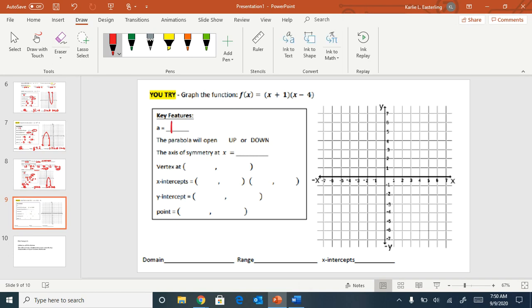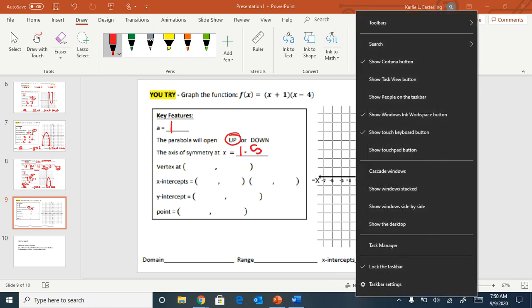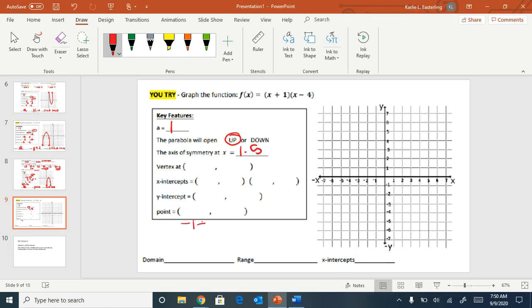All right. So we have that our a here is 1. They're probably going to open up because that's a positive number. You should have gotten that your axis of symmetry would be 1.5 because we're doing negative 1 plus 4 divided by 2. That'll give you 3/2, and that's 1.5. So our vertex will then be at 1.5, negative 6.25. Your x-intercepts should have been at negative 1, 0 and 4, 0. Your y-intercept would be 0, negative 4, and 1, negative 6 is our extra point that we're going to grab.